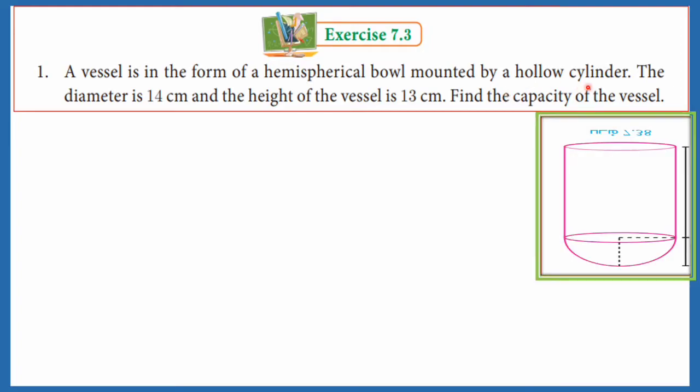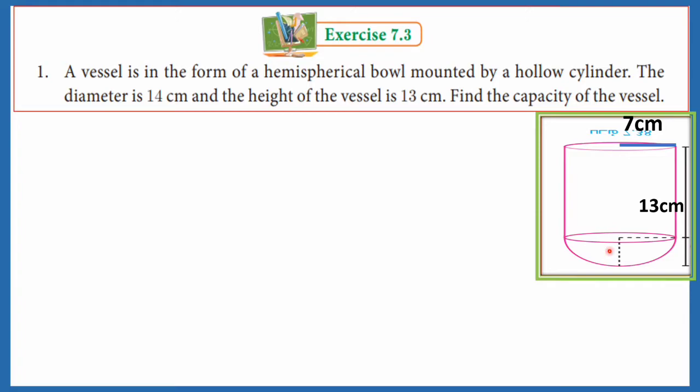See here. A vessel is in the form of a hemispherical bowl mounted by a hollow cylinder. The diameter is 14 cm. So what's the radius? 7 cm. Height of the vessel is 13 cm. Here the total height is given, 13 cm. We have to find the capacity of the vessel.